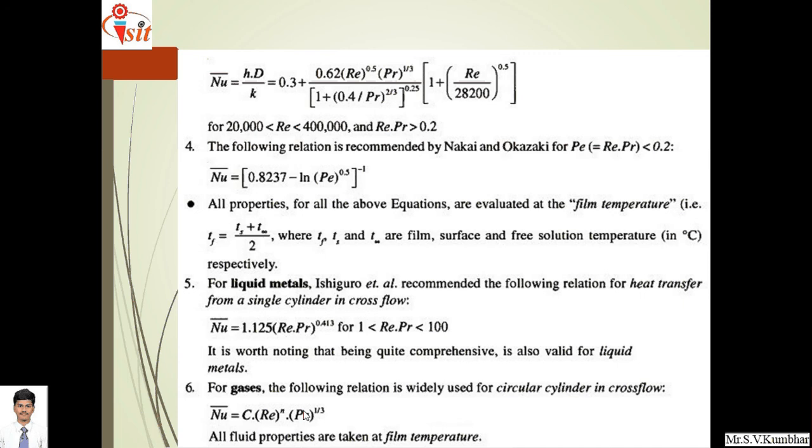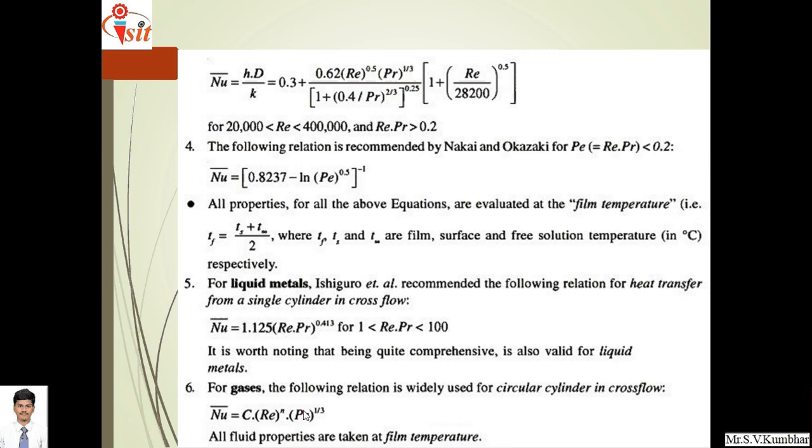For liquid metals, the heat transfer relation across the cylinder is calculated as Nu is equal to 1.125 into the Reynolds number and Prandtl number product raised to 0.413, and here the condition is that the Reynolds number and Prandtl number product must be greater than 1 and less than 100.